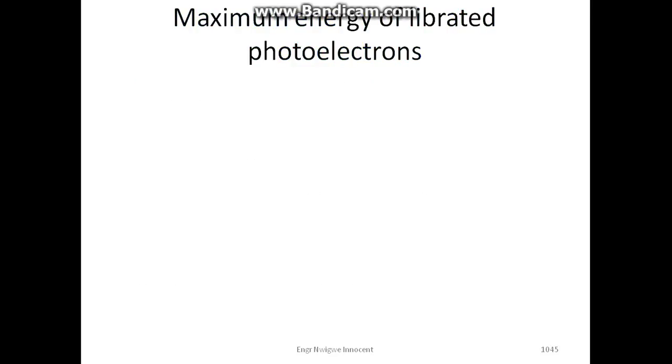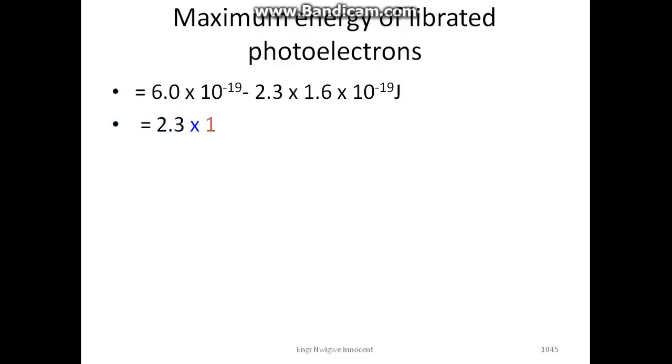Maximum energy of liberated photoelectrons is equal to 6.0 times 10 raised to the power minus 19 minus 2.3 times 1.6 times 10 raised to the power minus 19 joules, which is equal to 2.3 times 10 raised to the power minus 19 joules.